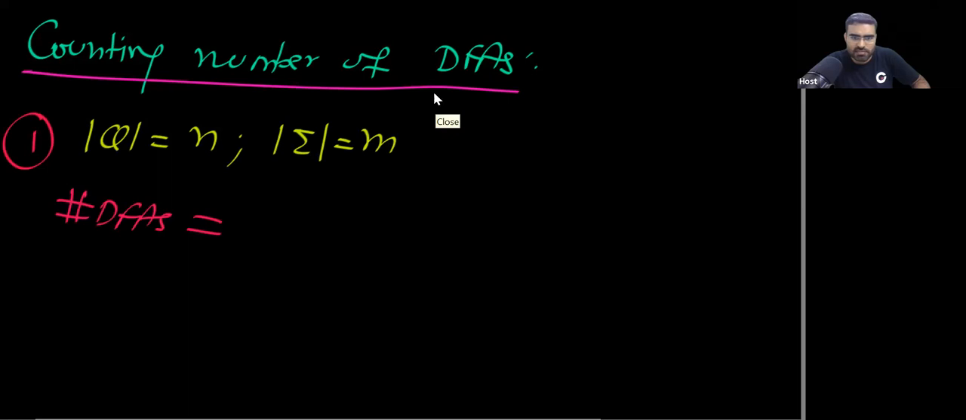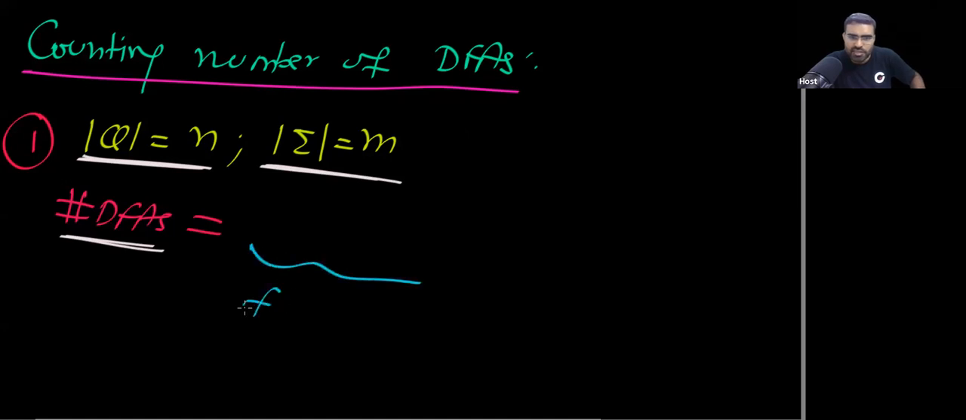If your data is this, what will your answer be? By default, I told you states are unlabeled. Yes or no? You already know that by default states are unlabeled. So you have n states and m alphabet symbols. How many DFAs will there be? That will be very simple. For delta, the transition function, the count will be n power mn.